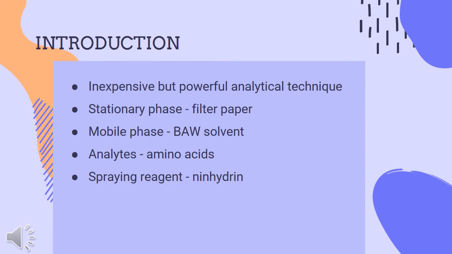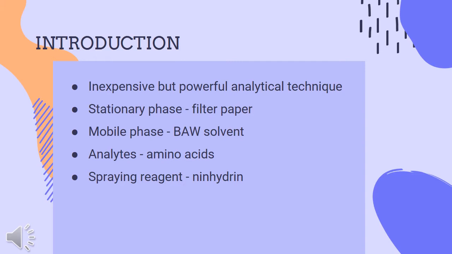Next, we have the mobile phase, a solvent that moves and separates analytes through the stationary phase. We use a mixture of butanol, acetic acid, and distilled water for our setup. For the analytes, we have the amino acids, namely lysine, leucine, tyrosine, glycine, and an unknown. These will travel along the filter paper, being driven by the mobile phase.